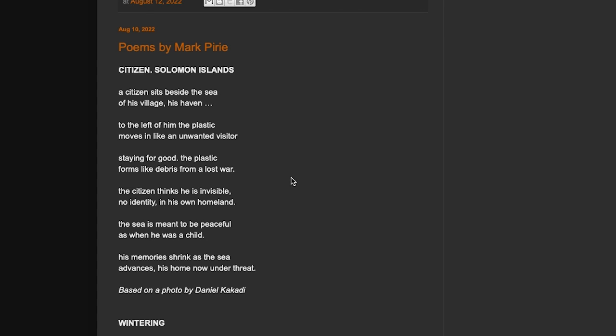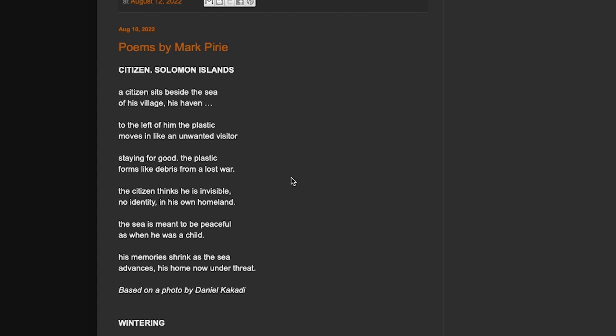This one, just looking through, the last thing says based on a photo by Daniel Kakati, so I'm assuming this is an ekphrastic piece. Ekphrastic pieces are, of course, when you're responding to a photo or an image of some sort with a poem. So, Citizen, Solomon Islands. So, off on its own edge of the world. Citizen.